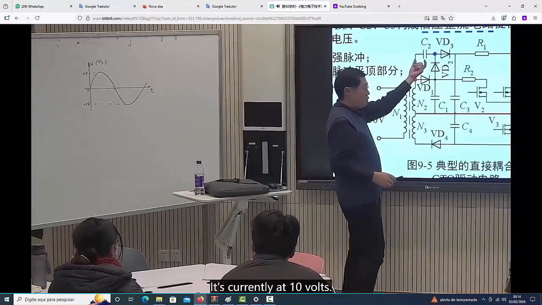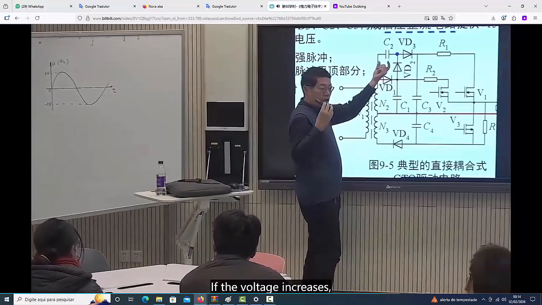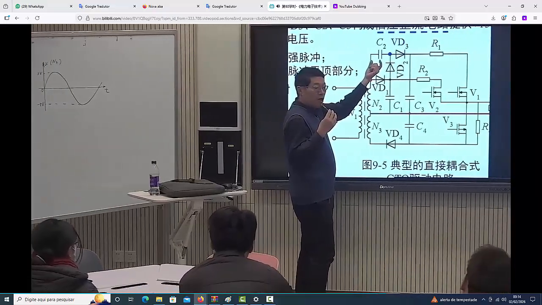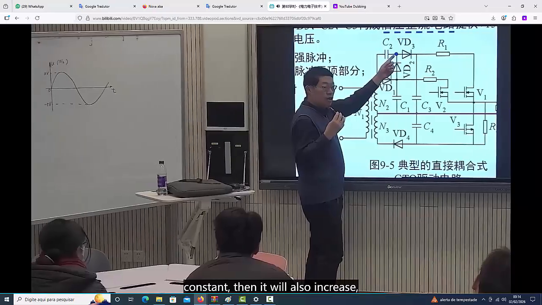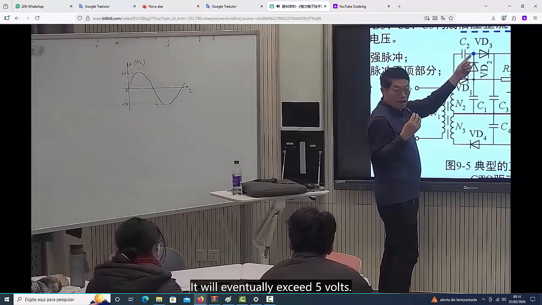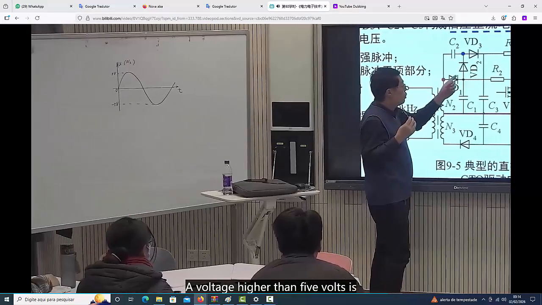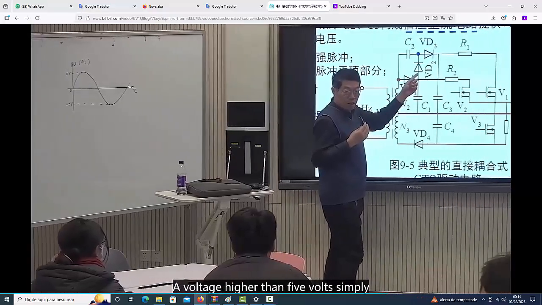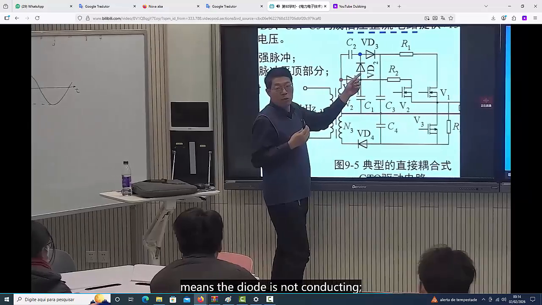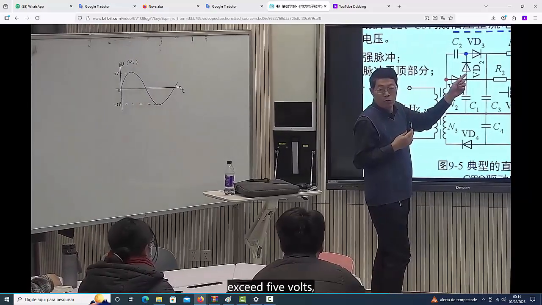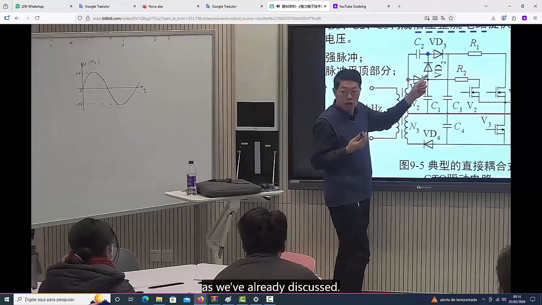It's currently at 10 volts. If the voltage increases, and if the 10 volts remains constant, then it will also increase, right? It will eventually exceed 5 volts. A voltage higher than 5 volts is permissible. A voltage higher than 5 volts simply means the diode is not conducting. There's no requirement that it cannot exceed 5 volts, as we've already discussed.